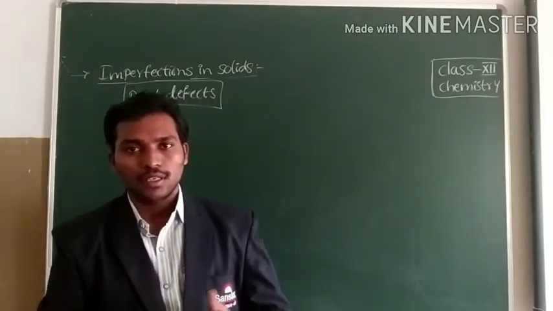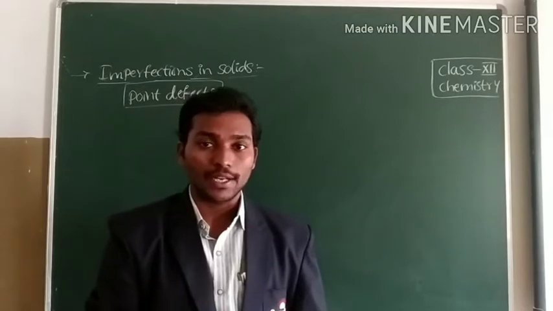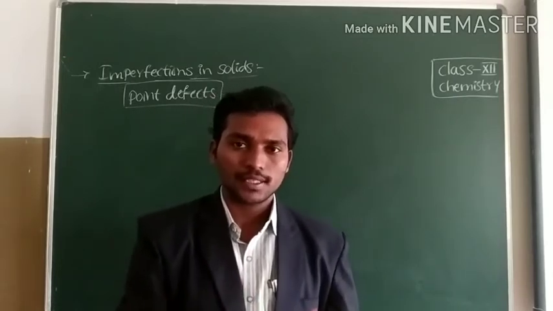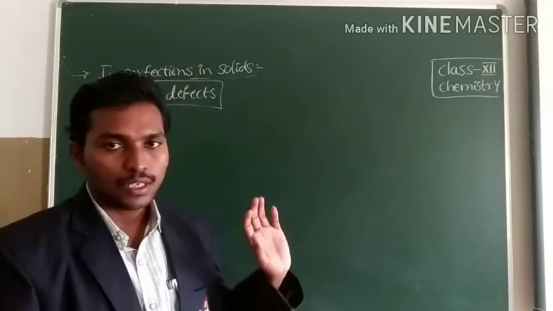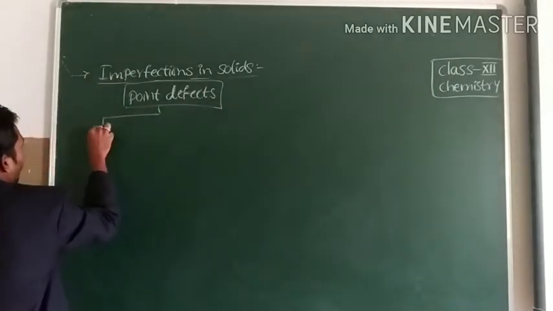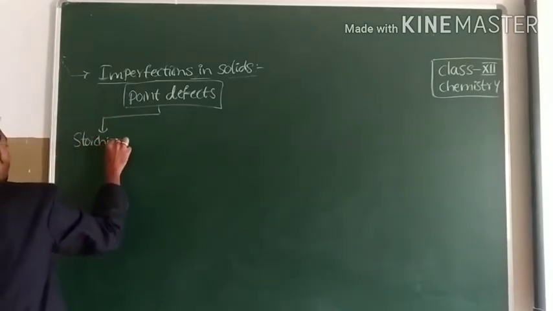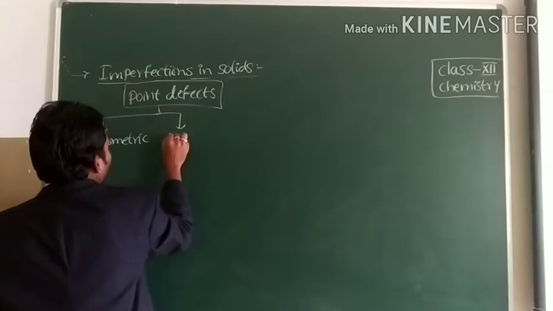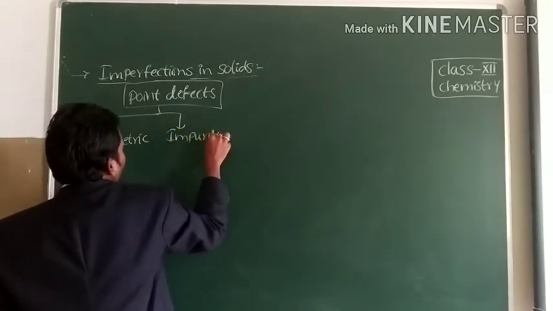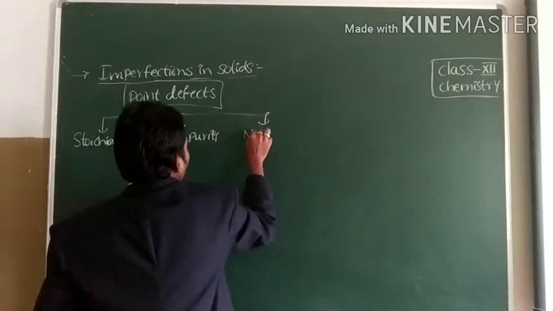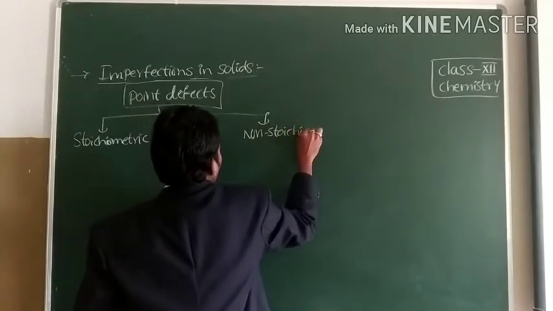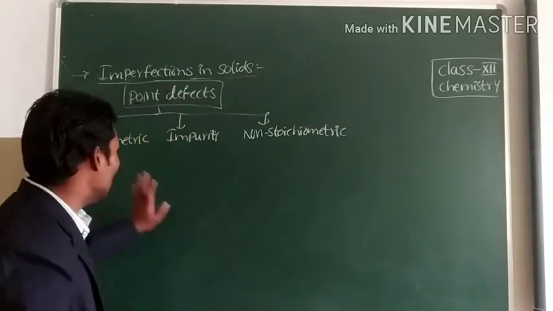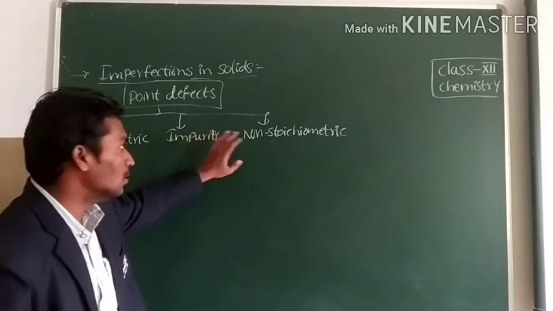Point defects cause deviations or irregularities from the ideal arrangement of the crystal lattice around a point or around a lattice site in the crystal lattice. This point defect is broadly classified into three types. They are stoichiometric defect, next one impurity defect, and the third one non-stoichiometric defect. These point defects are broadly classified into three types: stoichiometric defect, impurity defect, and non-stoichiometric defect.